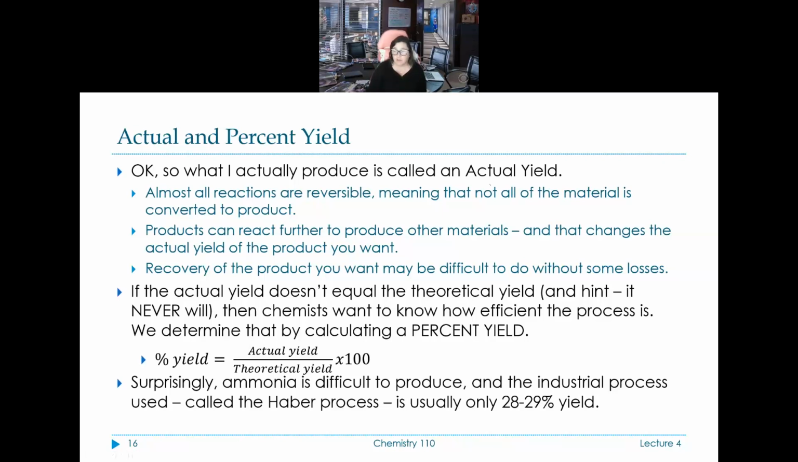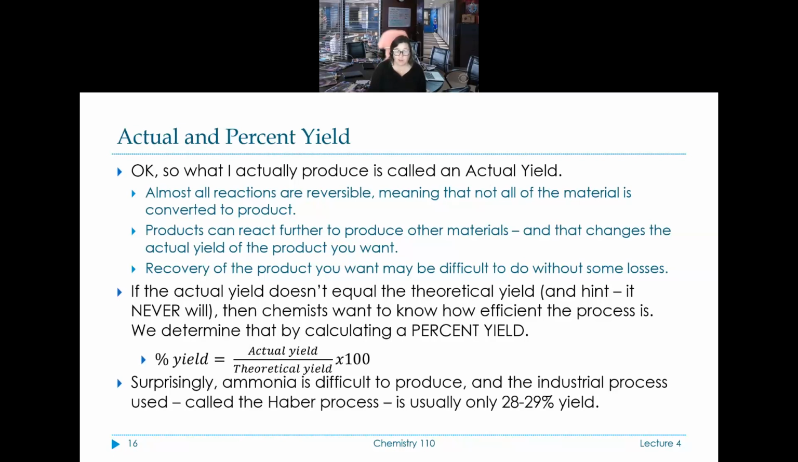If the actual yield doesn't equal the theoretical yield, and hint, it never will, then chemists want to know how efficient the process is. We determine that by calculating something called the percent yield. Percent yield is given by actual yield over theoretical yield times 100.